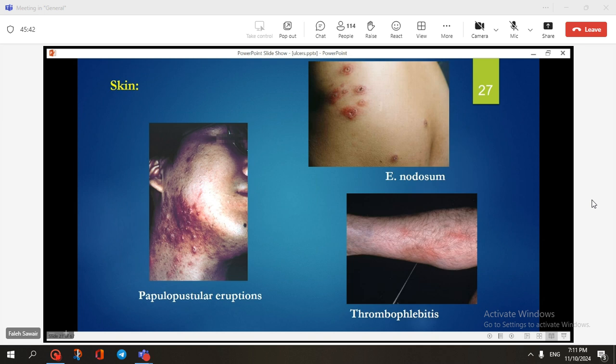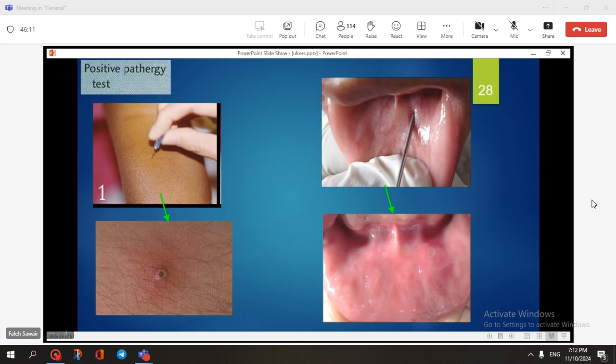They have skin lesions like papulopustular eruptions, like pustules in the skin, as you can see in this example. And they also sometimes have erythema nodosum, like elevated red lesions, and sometimes they have thrombophlebitis in the skin. So these are the skin lesions present in patients with Behçet disease.